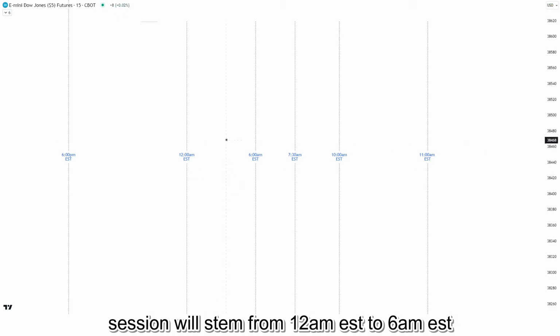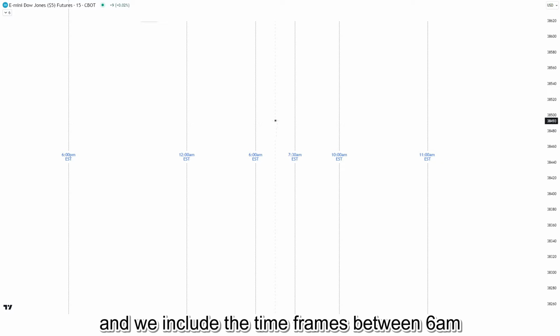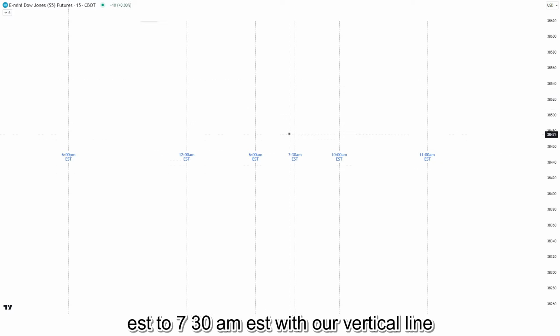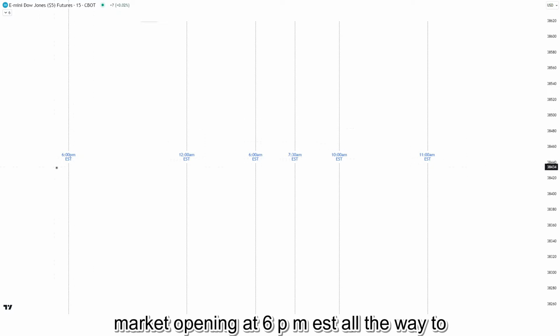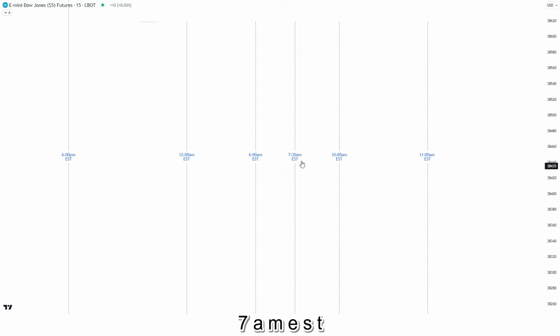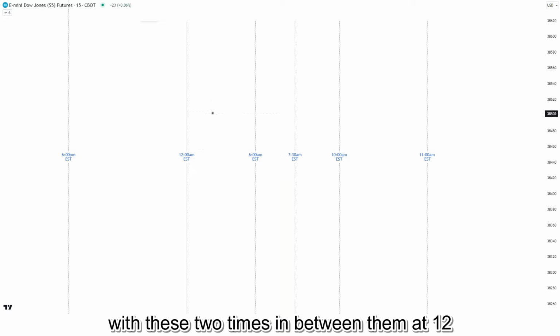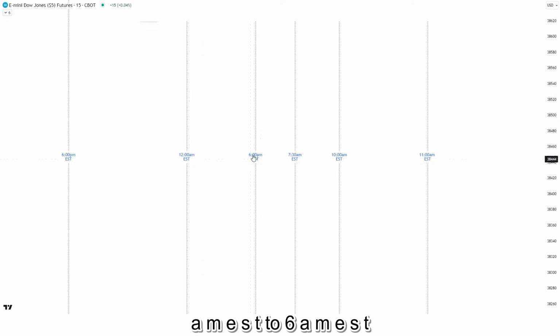The London session will stem from 12 a.m. EST to 6 a.m. EST, and we include the time frames between 6 a.m. EST to 7:30 a.m. EST. With our vertical line, we want to outline the time period between market opening at 6 p.m. EST all the way to 7 a.m. EST, with these two times in between them at 12 a.m. EST to 6 a.m. EST.